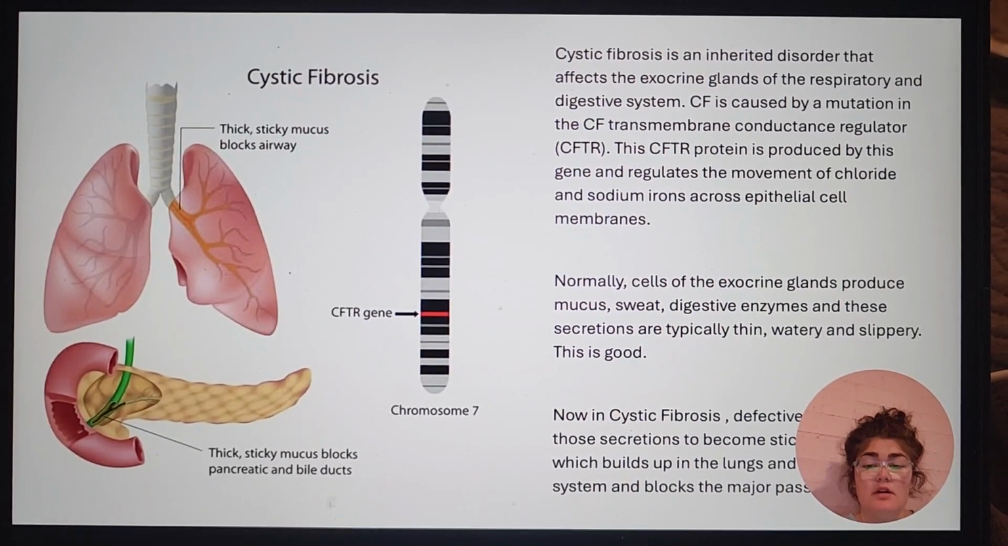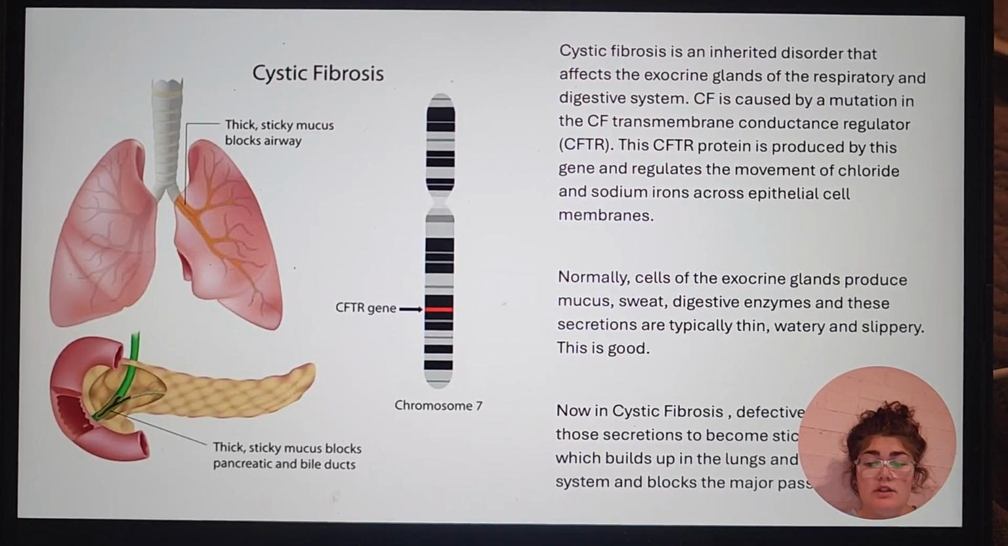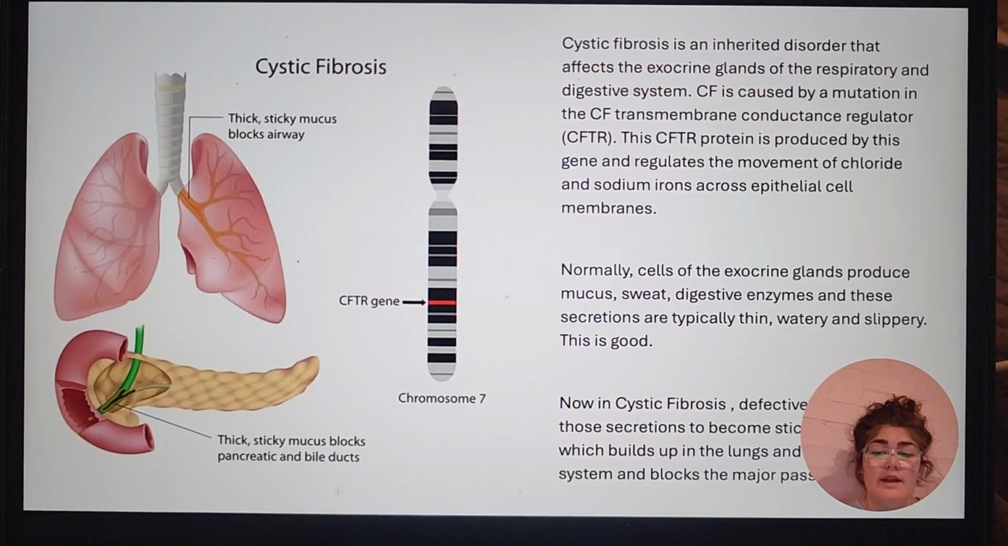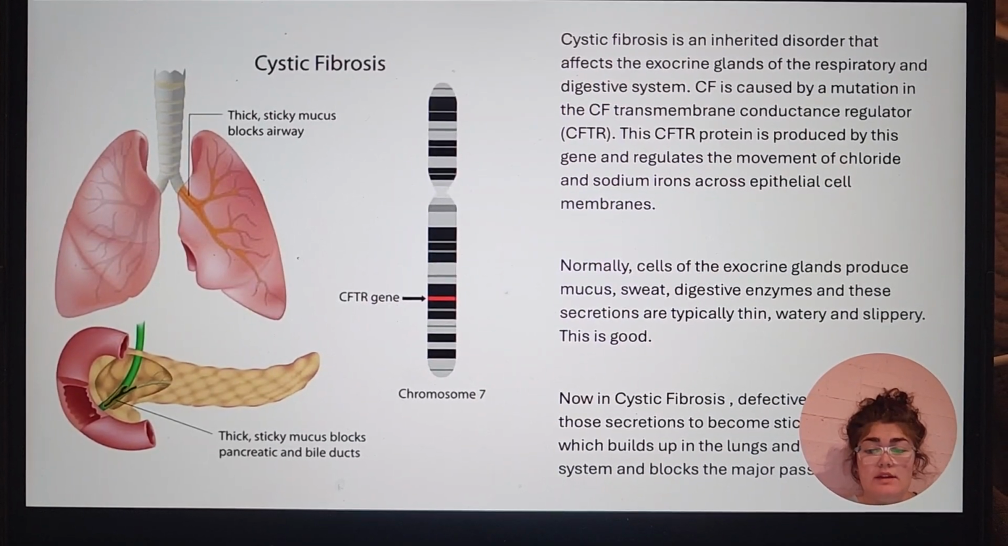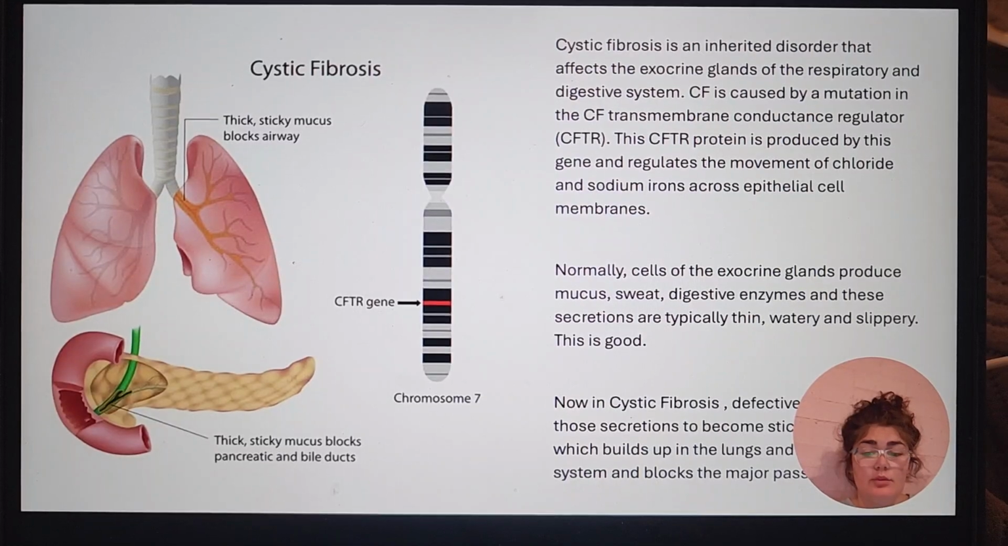cell membranes. Normally, cells of the endocrine glands produce mucus, sweat, and digestive enzymes, and these secretions are typically thin, watery, and slippery. This is good as they are thin enough to pass through the airways without causing any blockages. They act as a lubricant.